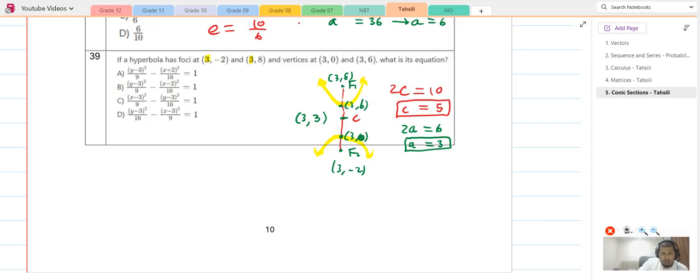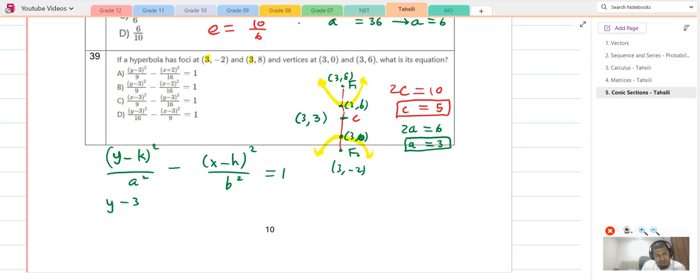Right, perfect. So I'll start writing the hyperbola equation: (y minus k) all squared over a squared minus (x minus h) squared over b squared is equal to 1. What's k? 3. So (y minus 3) all squared over what's a squared? a squared is 3 squared, which is 9, minus (x minus 3), that's the center, over something squared is equal to 1. We still need to find that value, so let's figure it out.